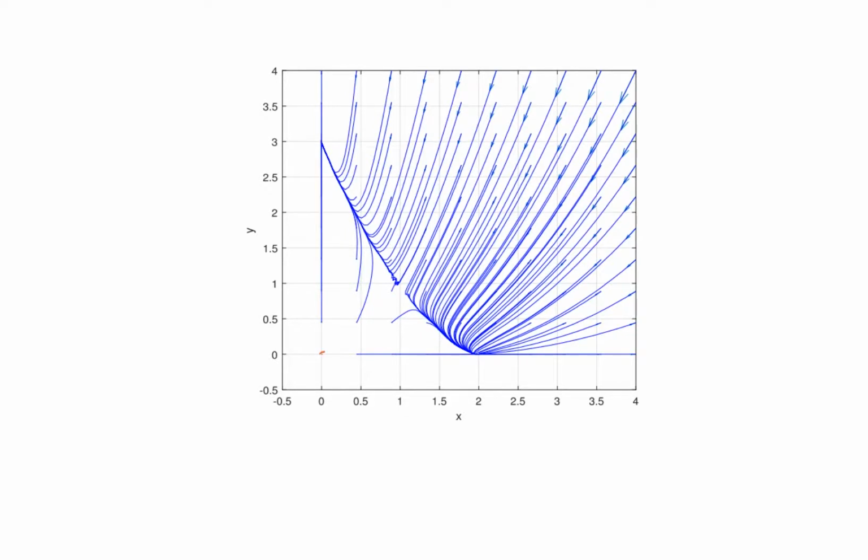Here is the phase portrait, here is the fixed point at 0, 0. Everything moves away. That was the unstable node. Here's the fixed point at 1, 1. That was the saddle. And then 0, 3 and 2, 0.